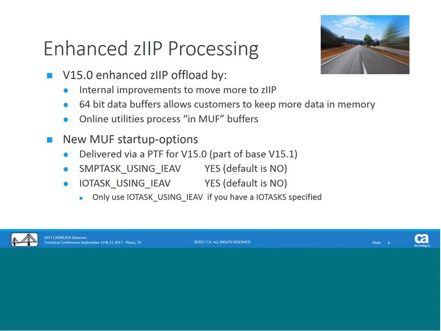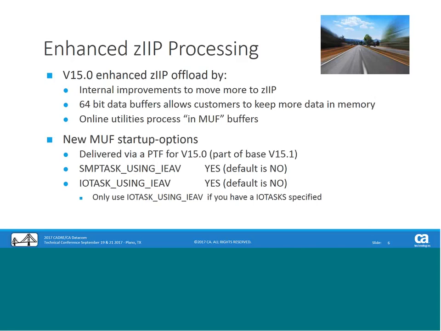The one thing that I see as a major feature, and this was actually something that we delivered as part of the base for 15.0, was a PPF. It's part of the base for 15.1, excuse me. But something that we originally started out with is that this is an option that would be good for clients that are using zip processing on small to medium sites. However, what we've learned is that in every implementation where we've turned on this new multi-user startup option called SMP task using IEAV, we've actually improved performance.